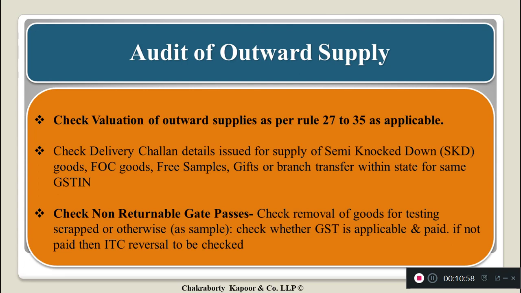Whatever the supply is made, we have to check the valuation of those goods or services supplied by the client. Check delivery challan details issued for supply of semi knocked down goods, free of cost goods, free samples, gifts or branch transfer within a state for the same GSTIN. Check non-returnable gate passes. Check removal of goods for testing, scrapped or otherwise as a sample. Check whether GST is applicable on that and paid. If not paid, then input tax credit reversal to be checked.